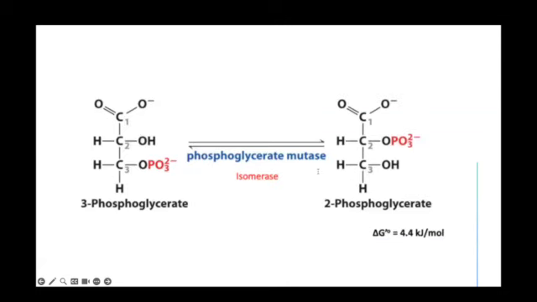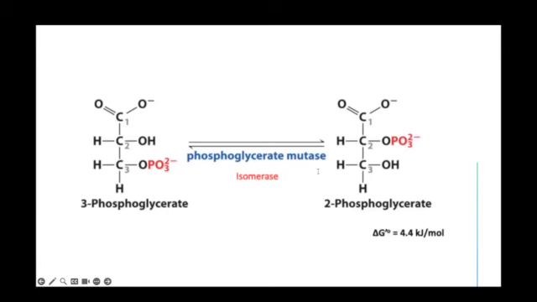Step 8 is the conversion of 3-phosphoglycerate to 2-phosphoglycerate via the phosphoglycerate mutase. So essentially, we are moving our phosphate group from the C3 carbon to the C2 carbon. In this step, our substrate, 3-phosphoglycerate, binds to the active site of the phosphoglycerate mutase, which has a phosphate group attached to it. So it is an enzymatic activation.